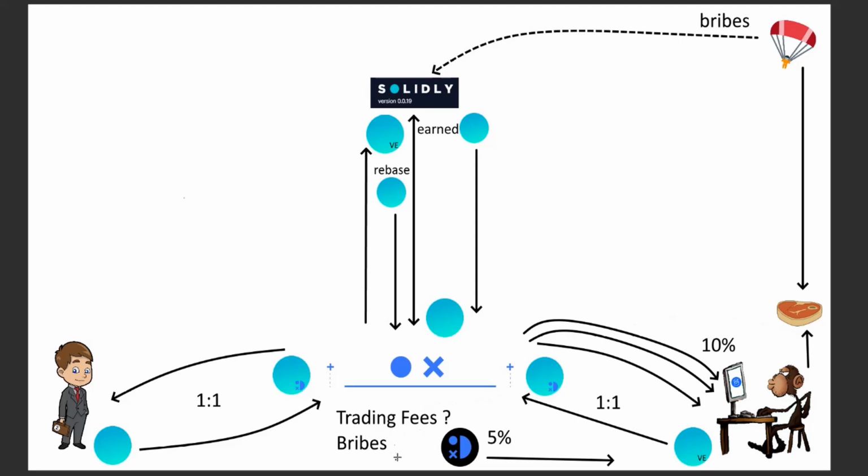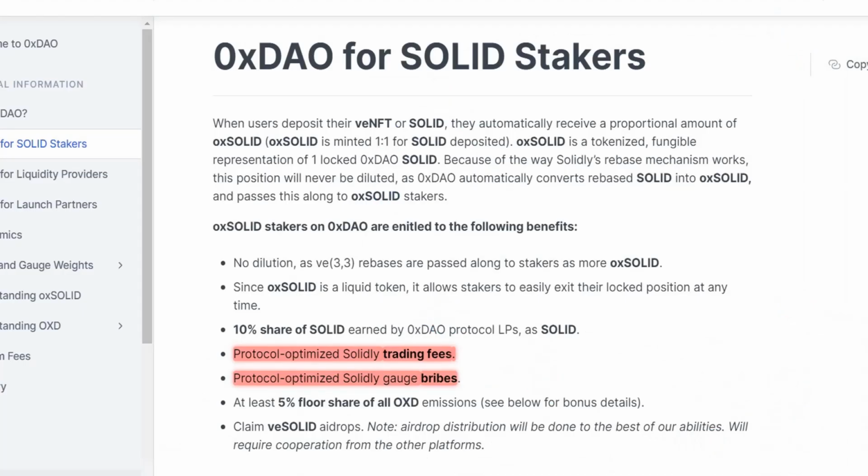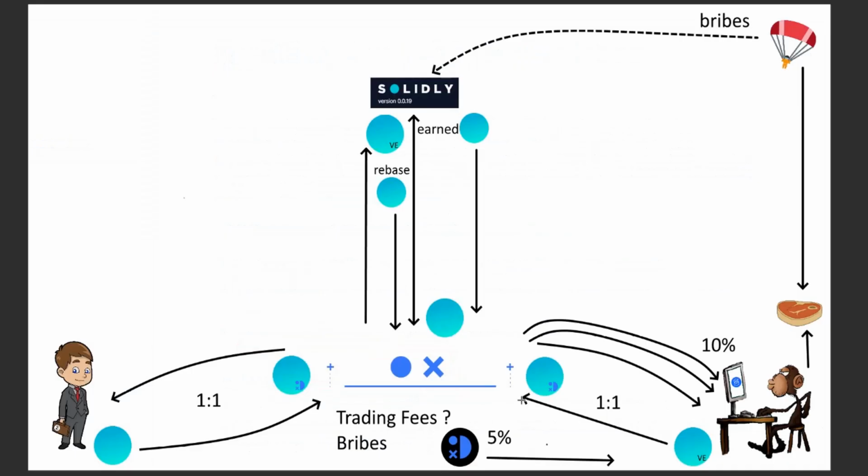Now there is one thing inside. It says, if you go to the docs, let's go here. It says here: protocol optimized solid trading fees and protocol optimized gauge bribes. Now, how to explain this? Because when people vote on LPs, right, then the LP rewards go to the people who stake the LPs, but they forfeit the trading fees.